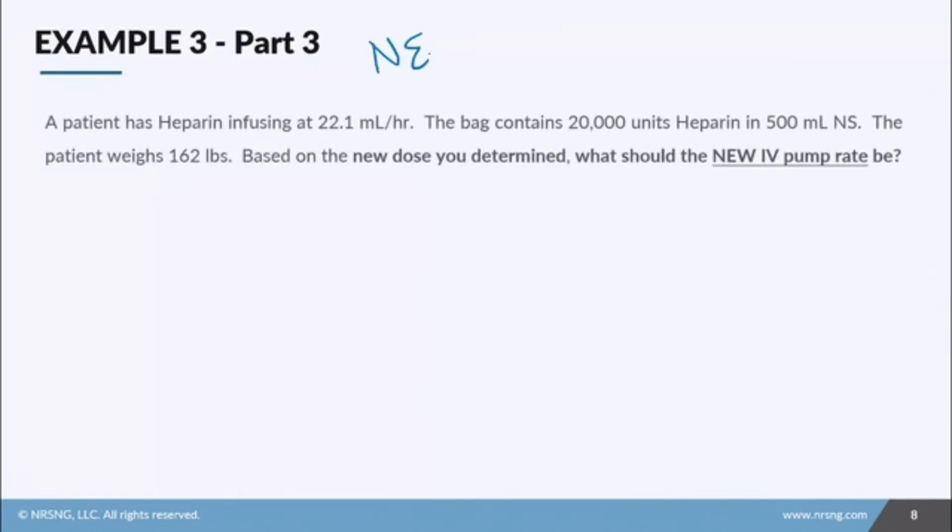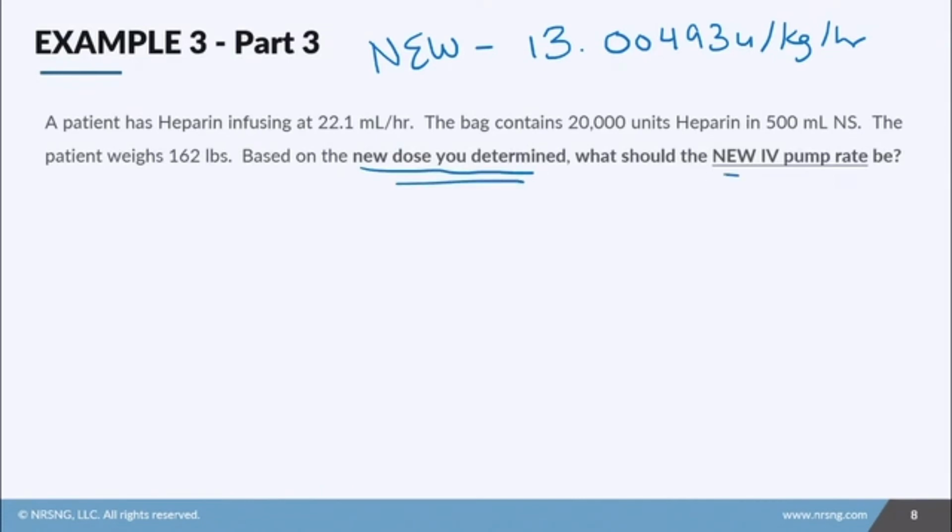Let's remember our new dose needs to be 13.00493 units per kg per hour. So same information. Based on the new dose you decided, what should the new IV pump rate be? IV pump rate is always milliliters per hour. So start with what you're looking for. Milliliters per hour. Transfer your units over.